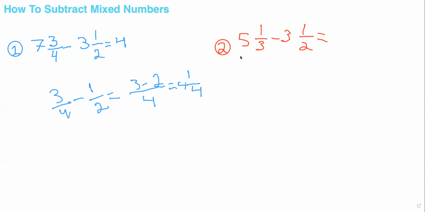For the second question, we have 5 and 1/3 minus 3 and 1/2. So the first thing we want to do is 5 minus 3, which will give you 2. And then we take 1/3 and 1/2 and put it to the bottom. Minus 1/2. So since we don't have our common denominator here, we look at the next multiple of 3, which is 6. And yes, 3 can go into 6 and 2 can go into 6. So therefore, we have 6 as our common denominator.